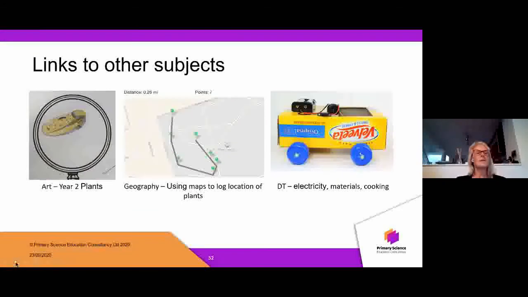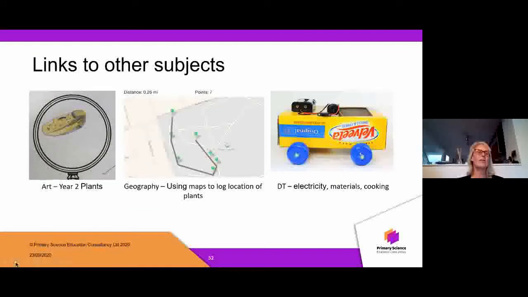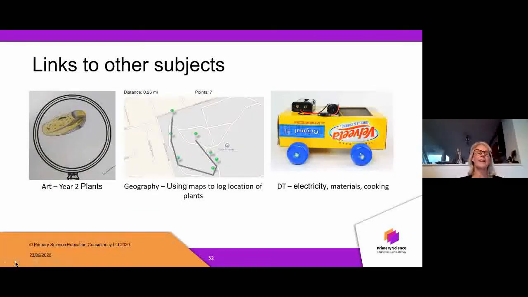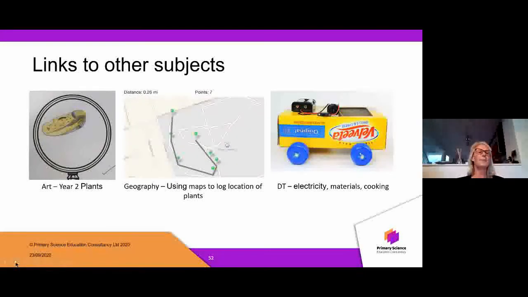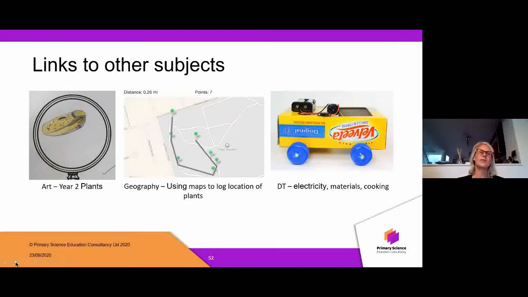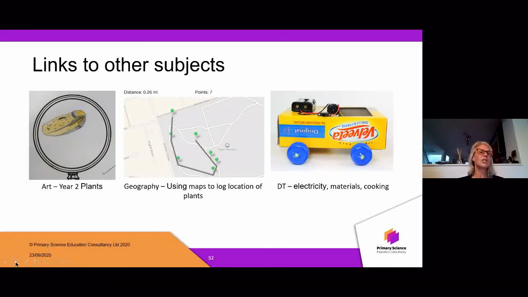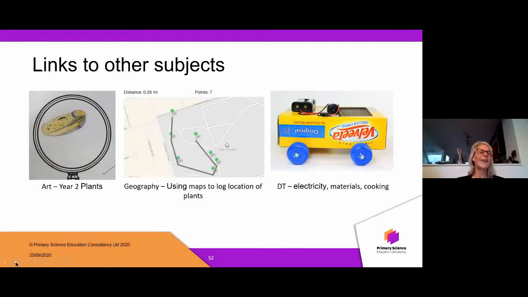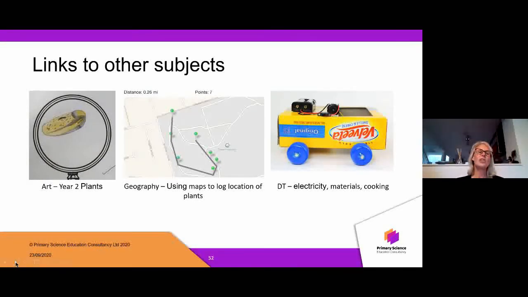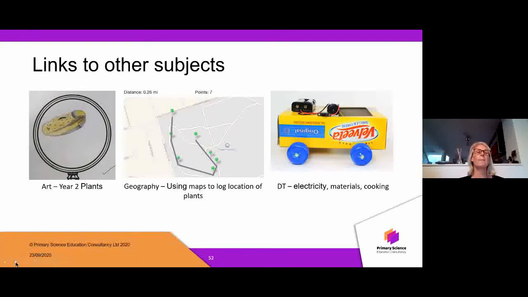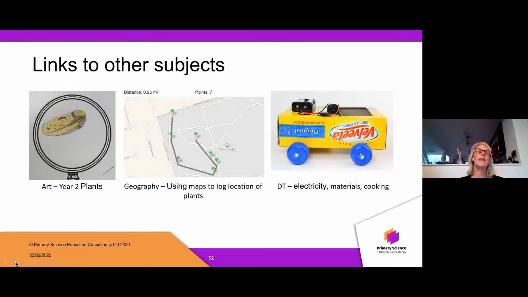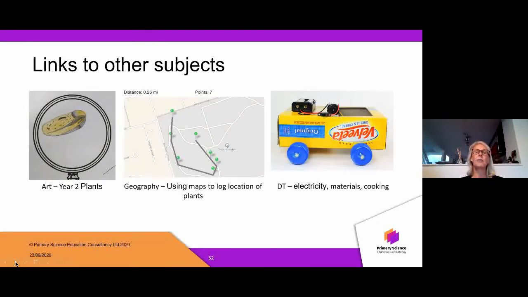Although this session was really about maths and English, I thought I would just throw in some other links to other subjects, because the more we can make links with other subjects, the more time we've got for science. So actually close observation can also be art, so do think about that. In geography, they have to do a lot of map making and that sort of thing. So if you're taking the children out, why not use it as an opportunity to make maps of where different plants are in the area or where they find particular animals?